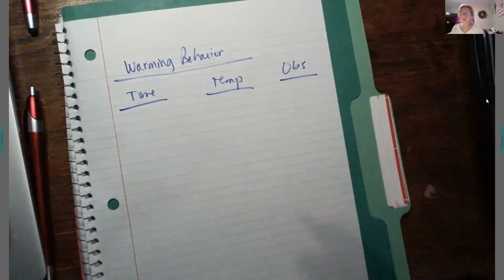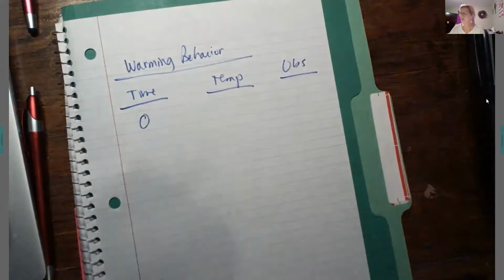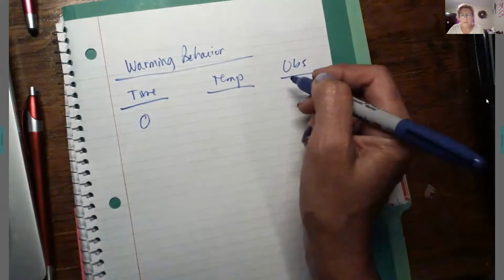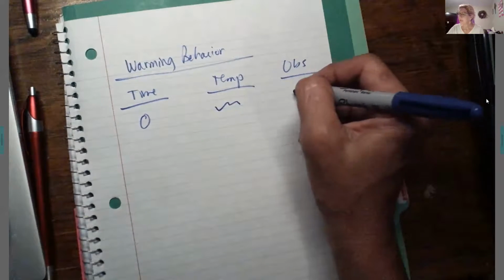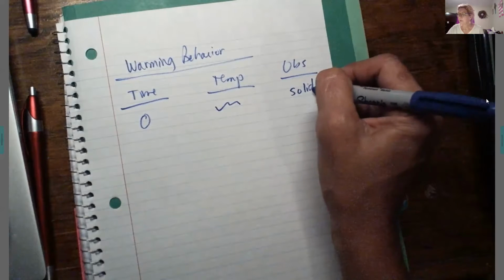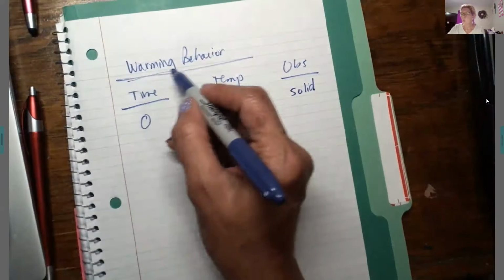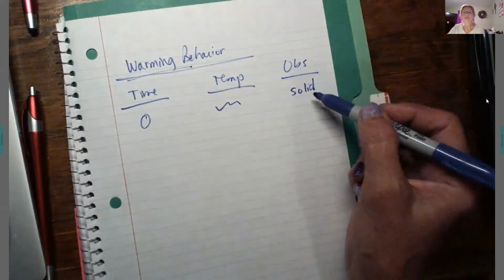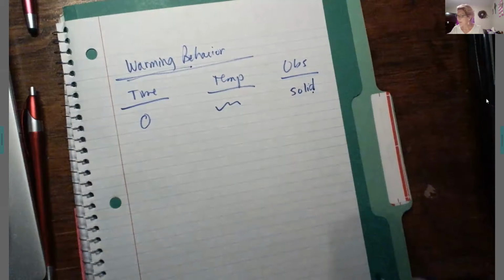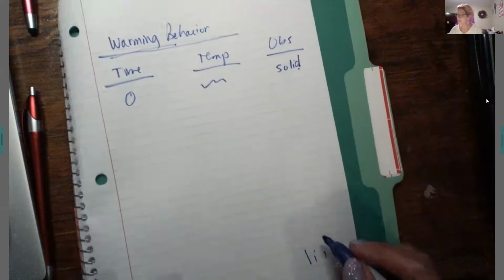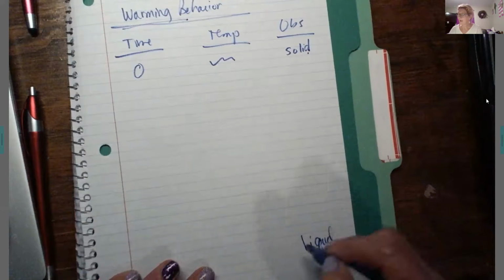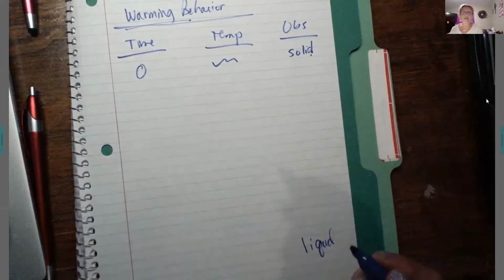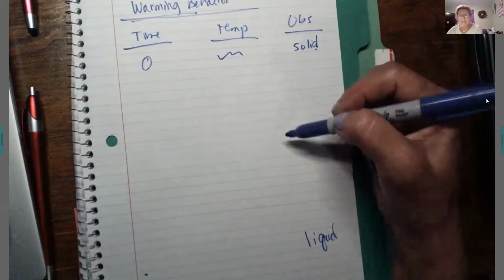So we're going to start all over again. We're going to start at 0, and we're going to record the temperature, whatever it is. And here it's going to be a solid for sure. So if we're going to warm it up, we're going to change it from a solid back into a liquid. So down here at the end, you will have a liquid at however many minutes that is. And it is tedious, it takes time.